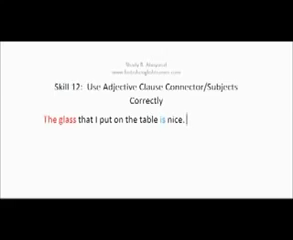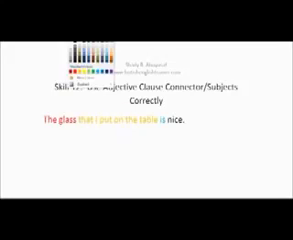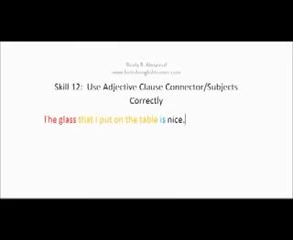Okay, well, that I put on the table, this is what we call an adjective clause. Now let me give it a color, orange, that's nice. Now look at this. The glass that I put on the table is nice. The glass is nice. Well, the sentence is great. Now, the glass is subject, is a verb, and we've got the adjective clause.